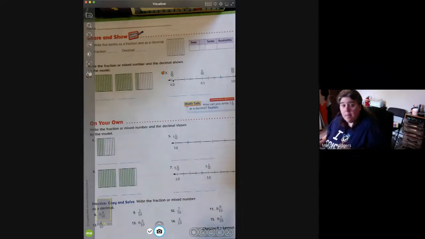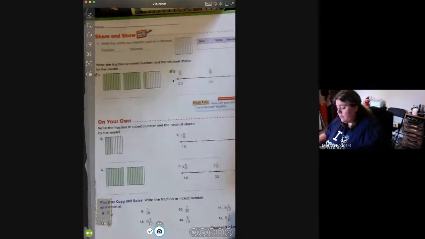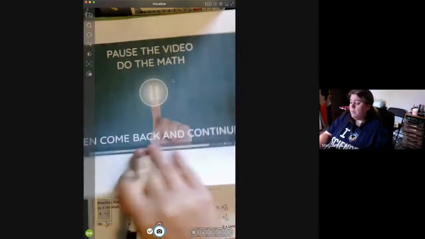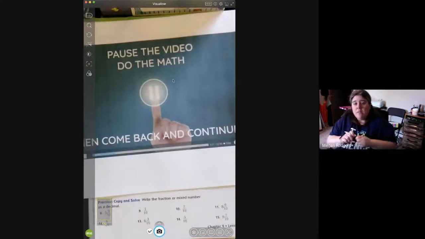So on this page, I'll show you it again, what you have to do. It says write the fraction and the decimal for each of them. And the bottom section says write the fraction or mixed number as a decimal. So it gives you the fraction, you have to write the decimal. So I'll put that back there. Go ahead, pause the video, do the math, then come back and check your answers.